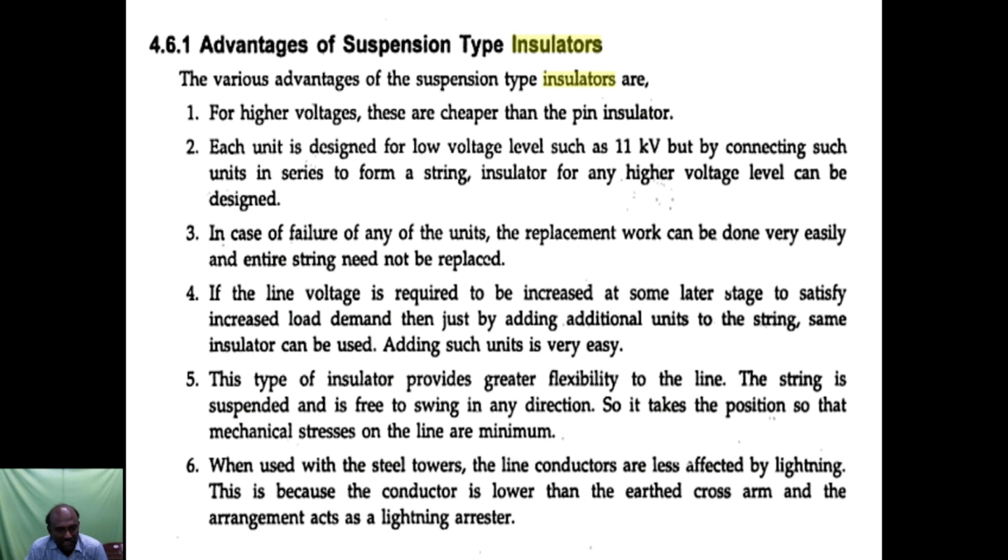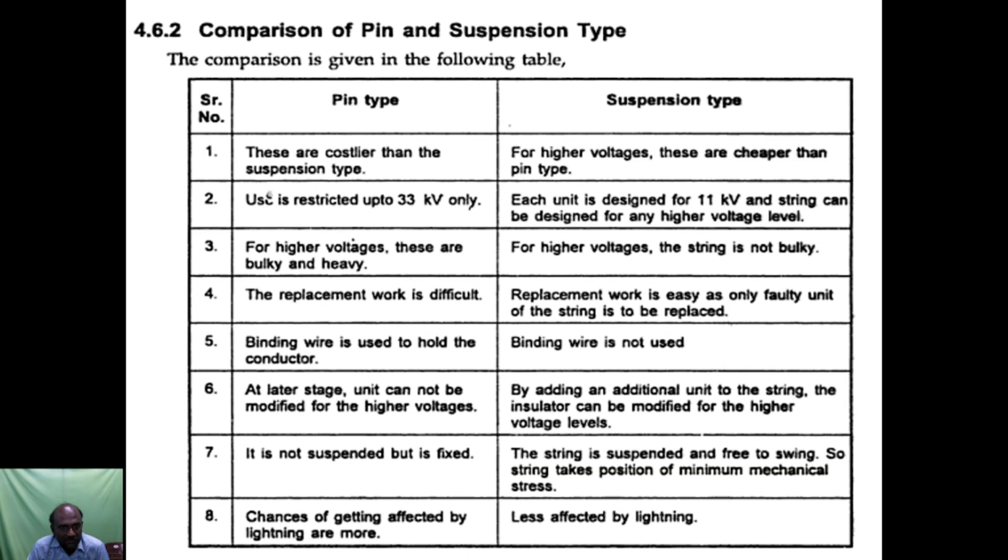When used with steel towers, the line conductors are less affected by lightning. This is because the conductor is lower than the earth's cross arm, and the arrangement acts as a lightning arrestor. So as a lightning arrestor arrangement also, the suspension insulators are used.